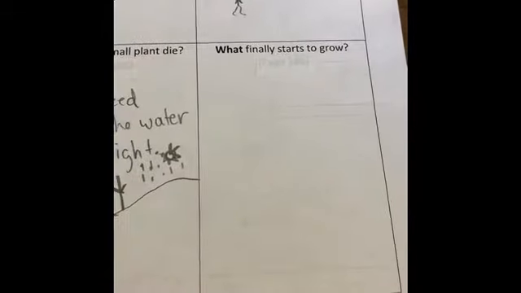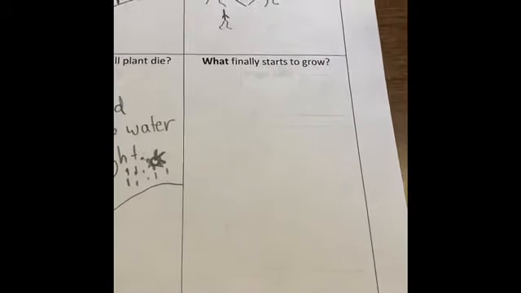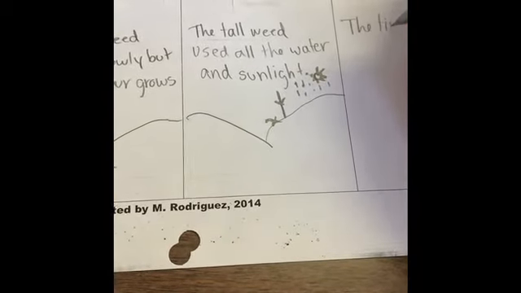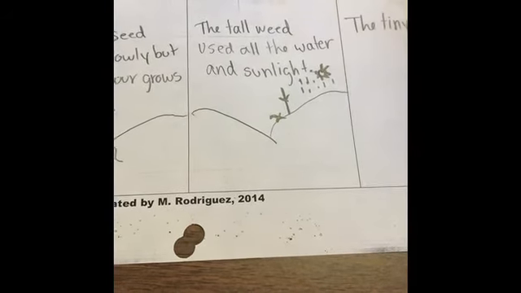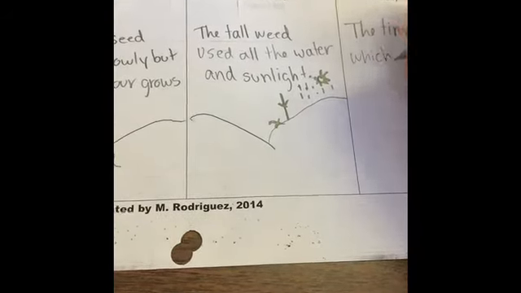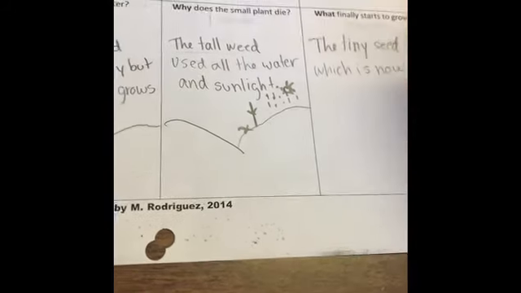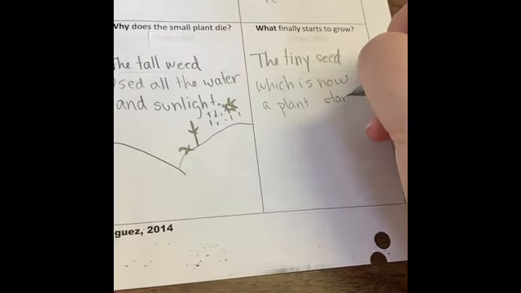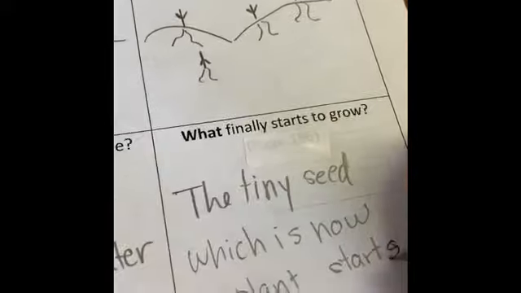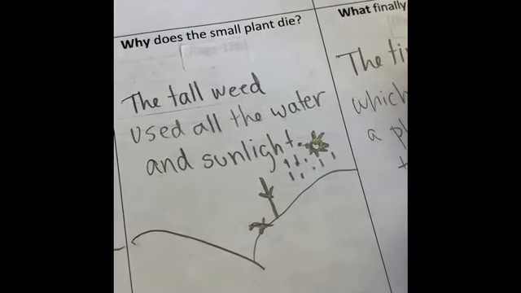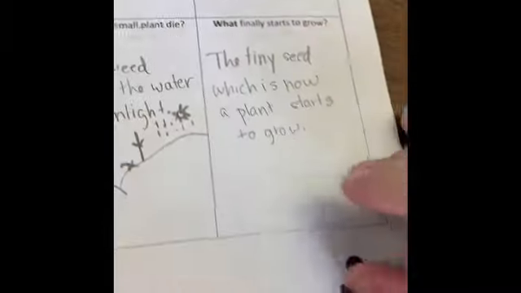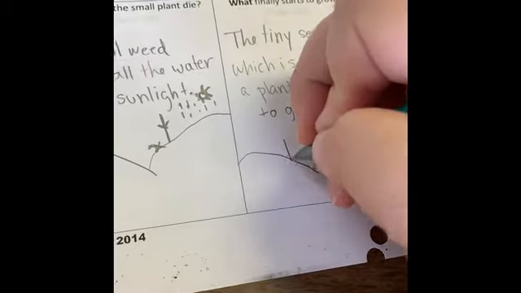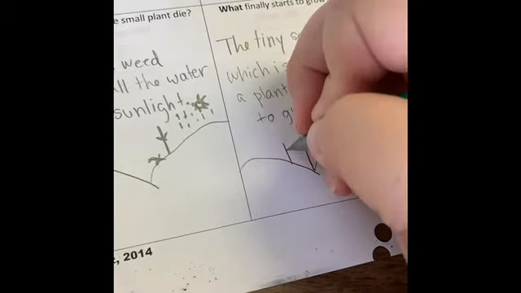And lastly, what finally starts to grow? Probably the best part of the whole story. The tiny seed, which is now a plant, starts to grow. So our little plant is not as little as it once was. It's finally getting as tall as the others.